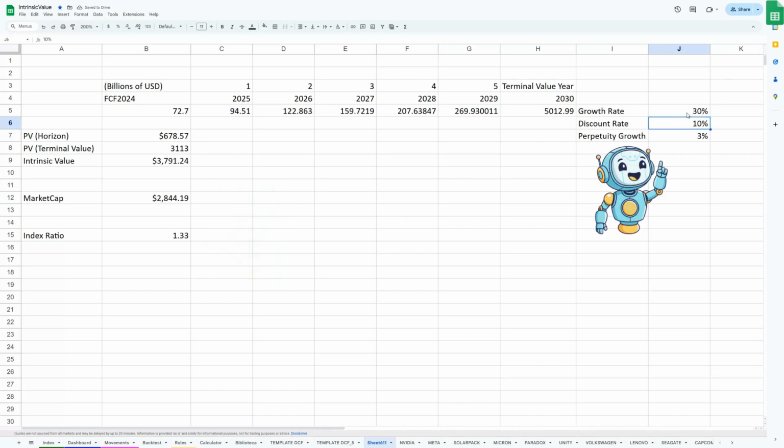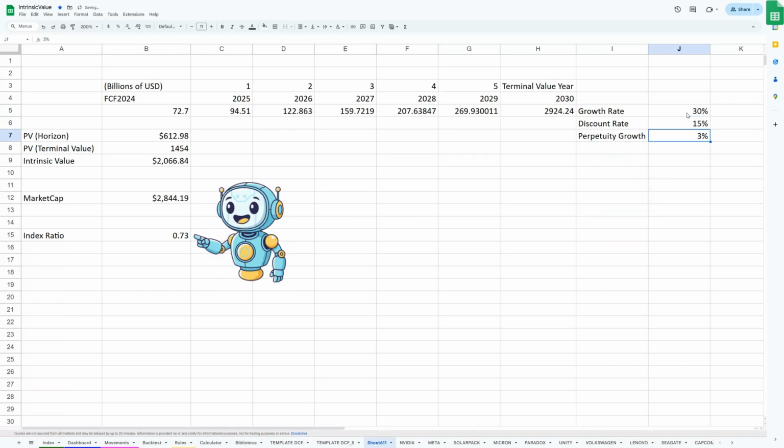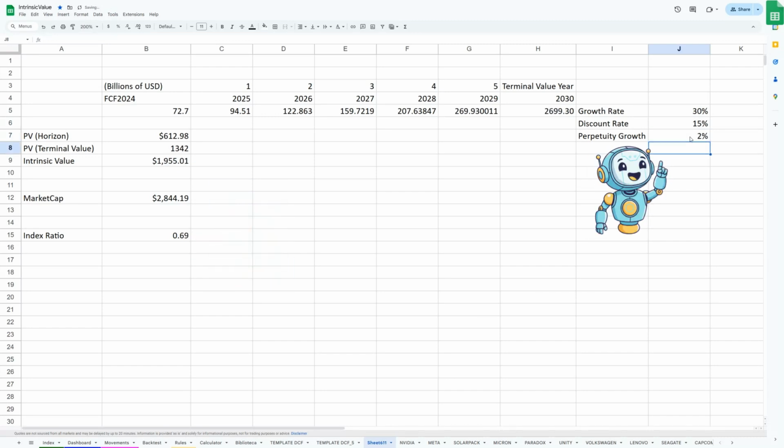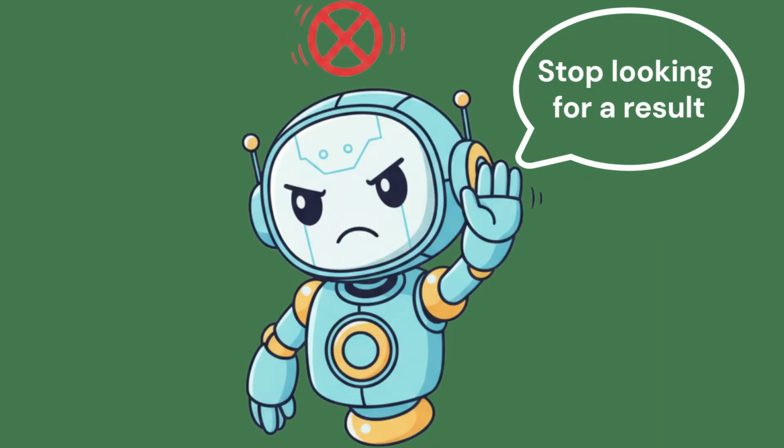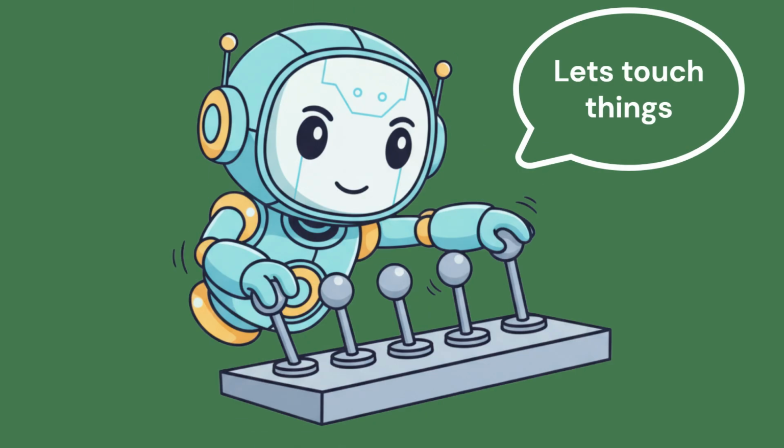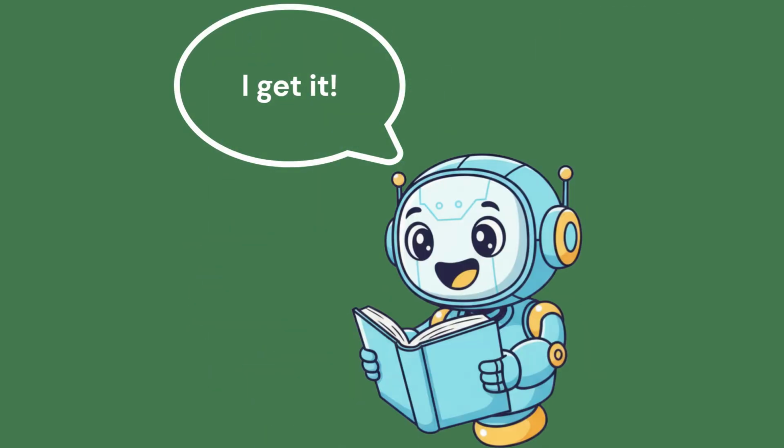Assume we now want a higher rate of return or adjust the discount rate based on the risk perceived from that company. We can see the intrinsic value decreases to 0.73. If we assume the perpetuity growth decreases, so will the intrinsic value. The purpose of this video and method is not to obtain the result you want by playing around with the variables until you get it, but to understand the levers you can adjust based on assumptions and the effect it has on the intrinsic value.